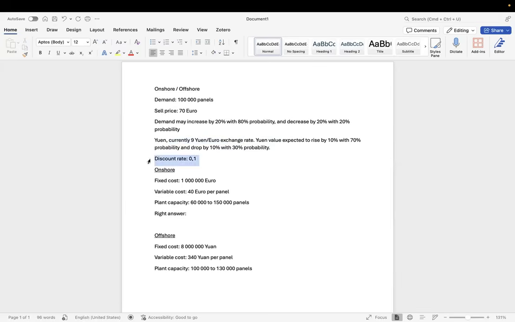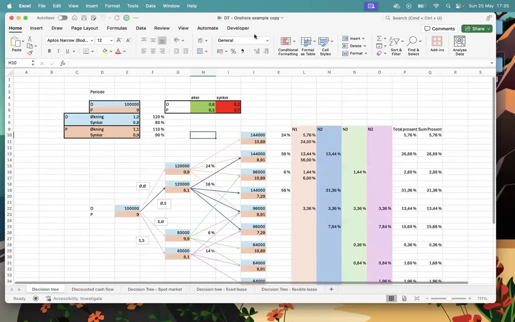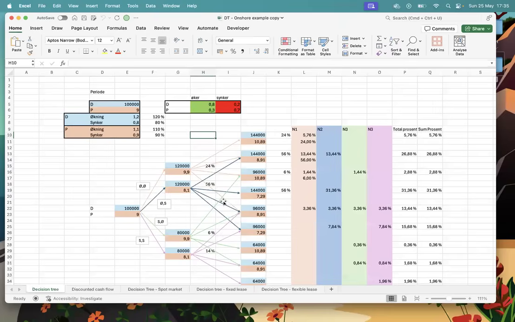We also get our discount rate, which is 0.1, which we will use later. But with this data in mind, we can then head over to our decision tree to find how this will happen. So here is my decision tree. This is for the onshore example. The decision tree will be the same for both scenarios, either onshore or offshore.